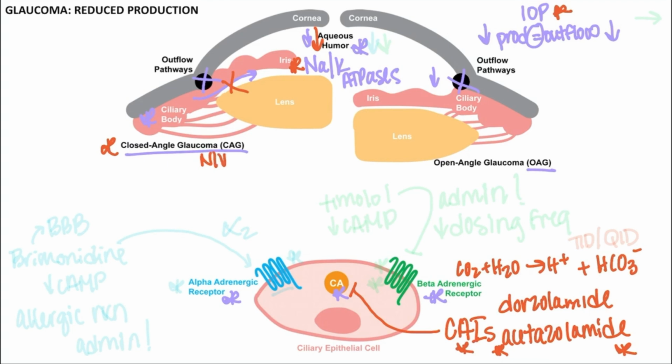So topical agents like brinzolamide and dorzolamide are pretty common, but the downside is they are going to require 3 times daily or 4 times daily dosing. Now moving on to more familiar classes of agents, we will start off with our alpha adrenergic agonists, specifically our alpha 2 agonists like brimonidine.